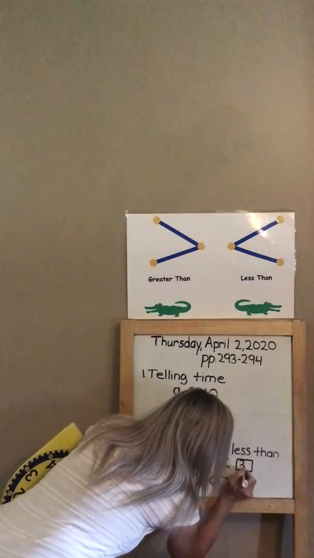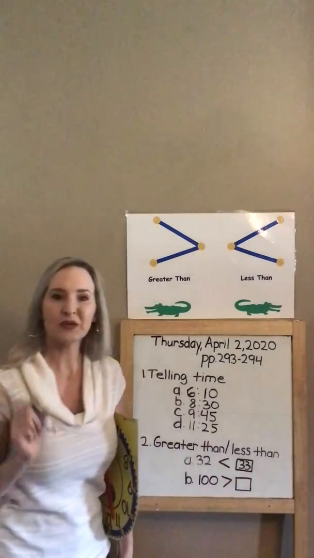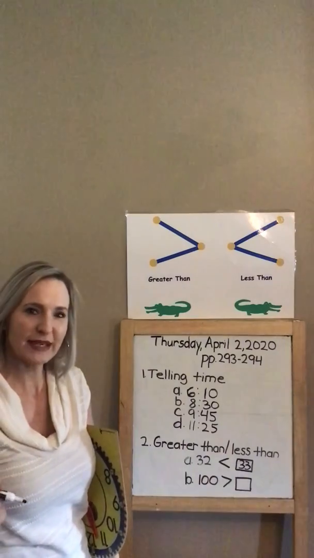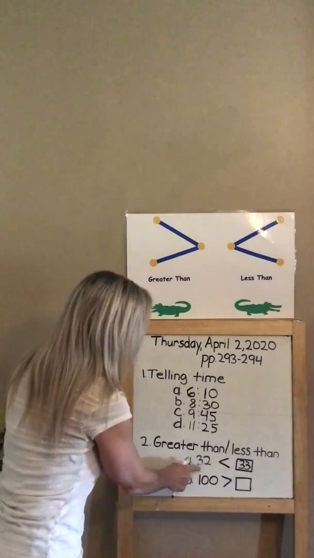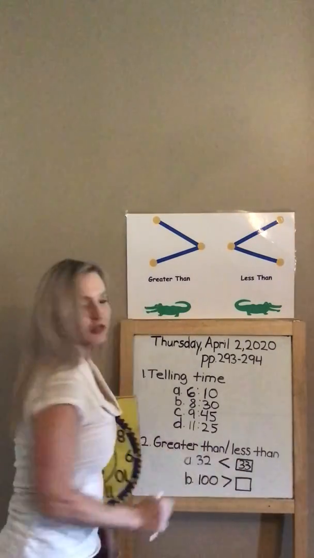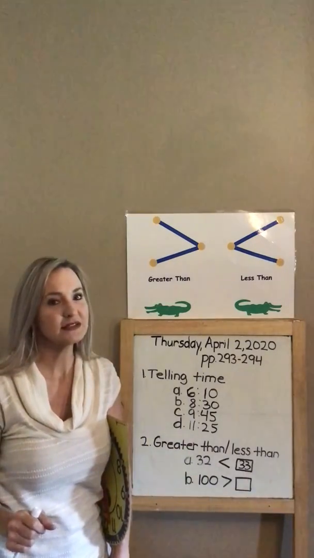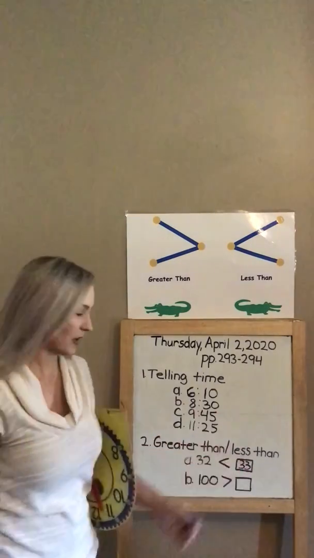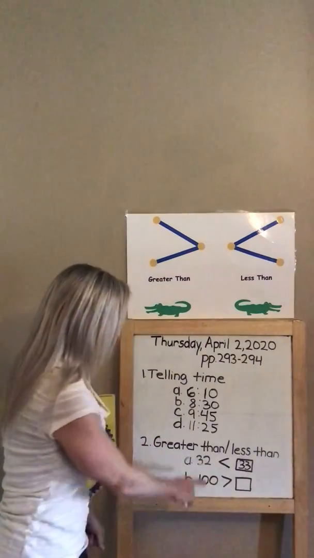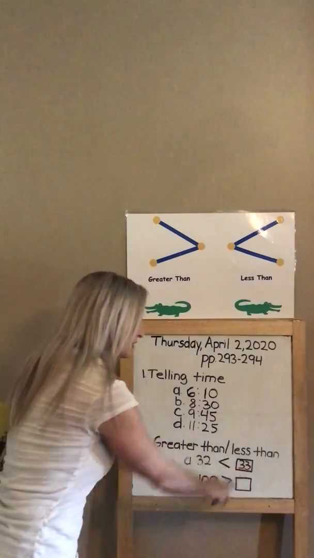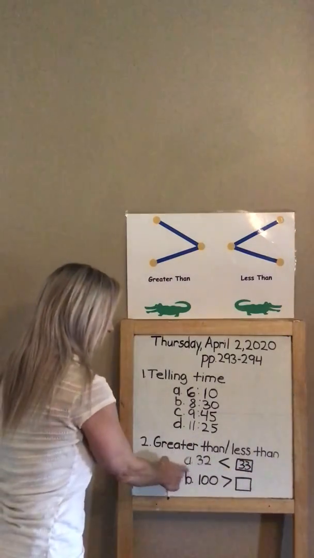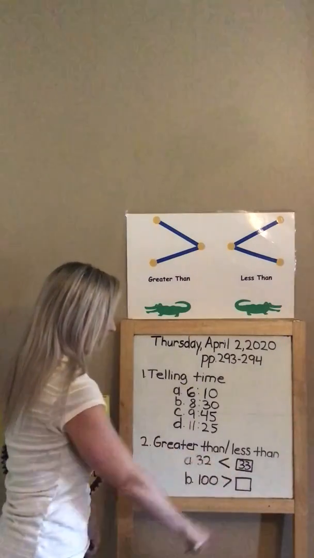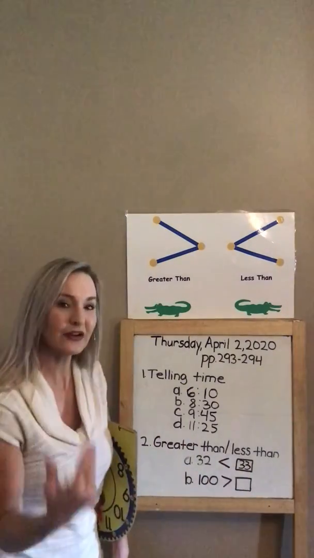Once you fill in your number to compare, I want you to go back and read that comparison. Ask yourself, does that make sense? Is that correct? 32 is less than 33. Does that make sense? Yes, that's true, okay? When you're filling these in, you can look at the other side and say, well, they want me to fill in the number that's less than. I can look here and say, what's greater than?